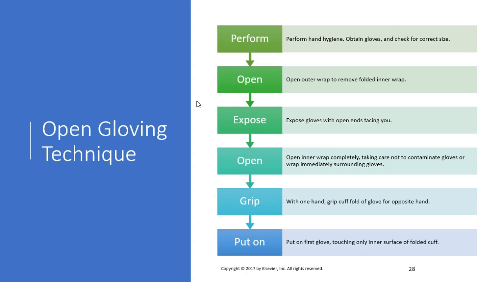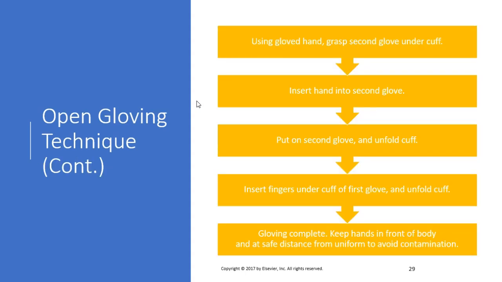Open glove technique. Perform hand hygiene, obtain gloves, and check for correct size. Open outer wrap and unfold the inner wrap. Expose the gloves, open end facing you. Open inner wrap completely, taking care not to contaminate gloves or unwrap them. Grip the cuff fold of the glove for the opposite hand with one hand. Put glove on, touching only the inner surfaces. Using the gloved hand, grasp the second glove under the cuff.